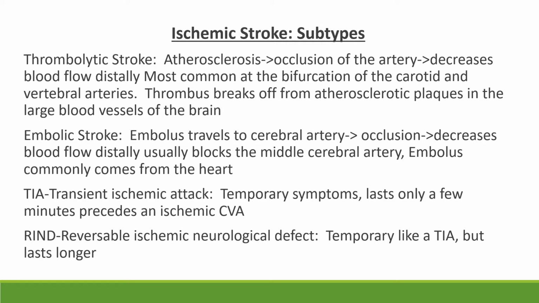The different types of ischemic strokes, or their subtypes, include thrombolytic stroke. This is where you have atherosclerosis, then you have occlusion of the artery. It decreases the blood flow away from that clot. This most commonly happens at a bifurcation or branching out of the carotid and vertebral arteries. So basically, a thrombus breaks off from the plaque, and it travels and then it occludes some area in the brain.